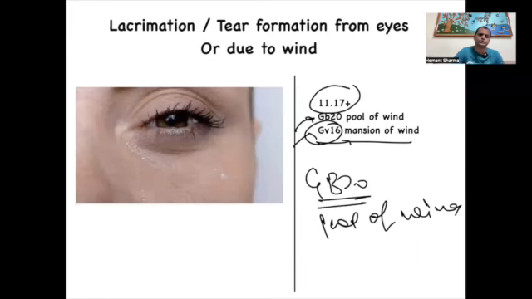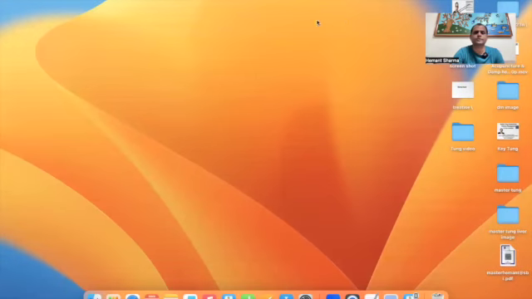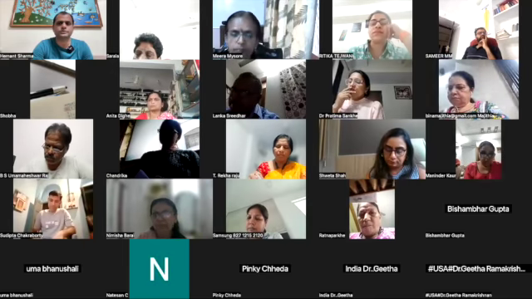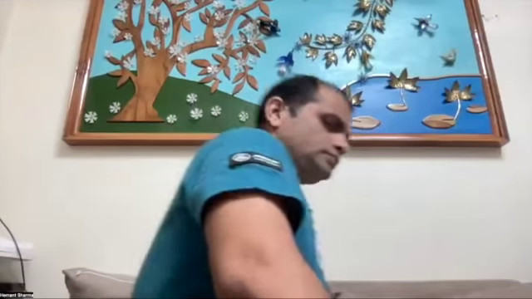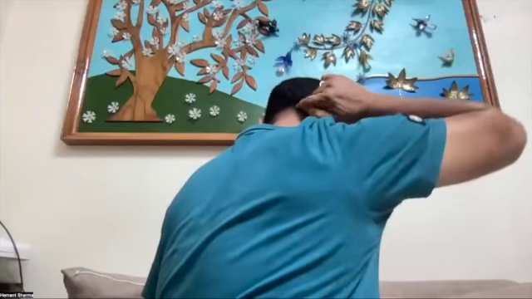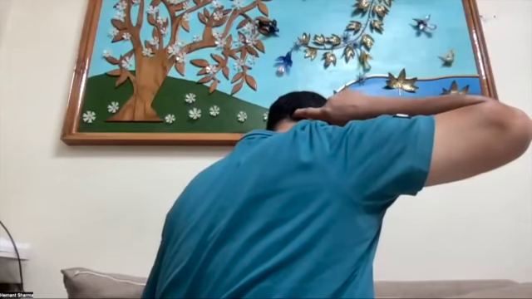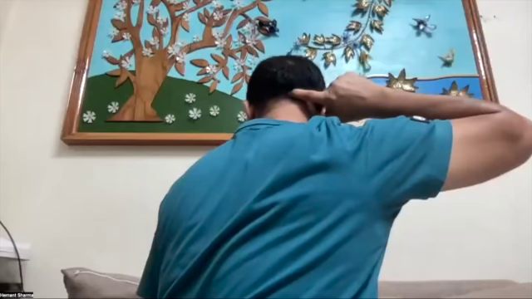And it's very easy to locate both points. So how to locate the points? Two points. On the posterior hairline, we know on the back hairline, we can see the depression in the center, that is called mansion of wind or governing vessel 16.